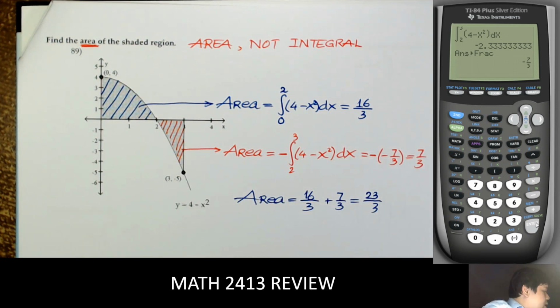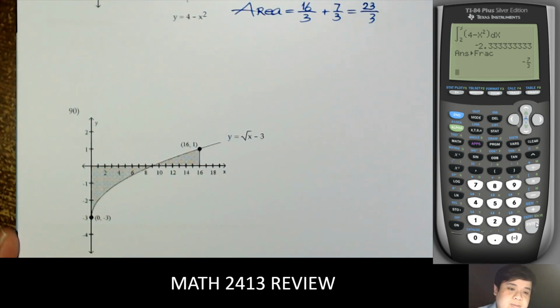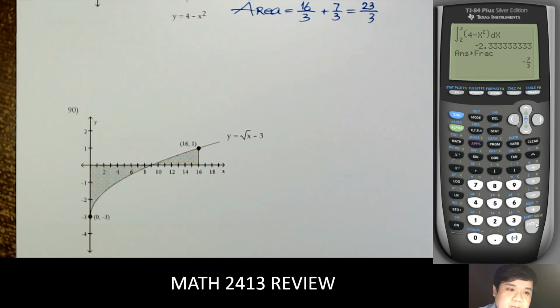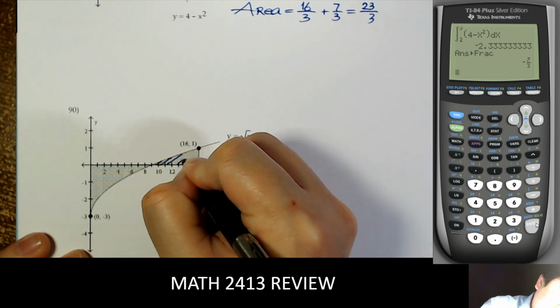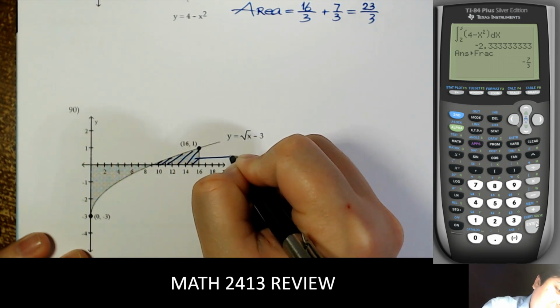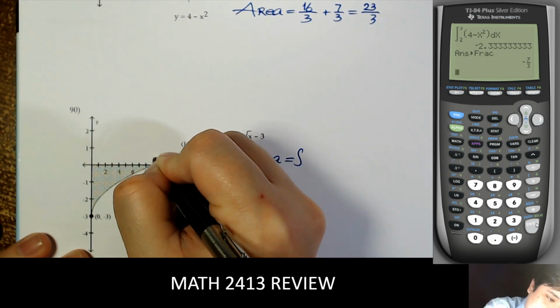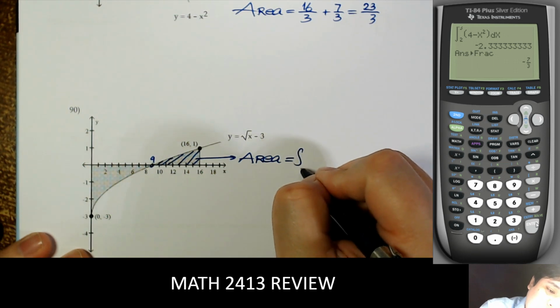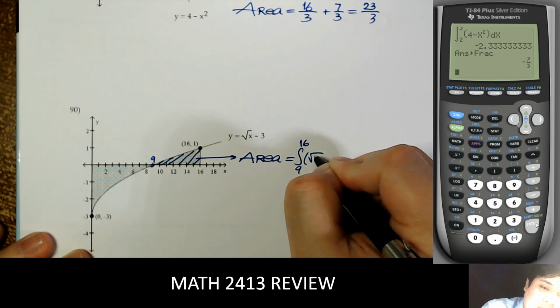Yeah, remember, this one we want the area, not a definite integral. Right. Similar on the next one. Potentially, if we have to do it by hand, if we want to. Right. This region is above, so the area is equal to the integral. Here is 9, so we go from 9 to 16. The function is square root of x minus 3 dx.